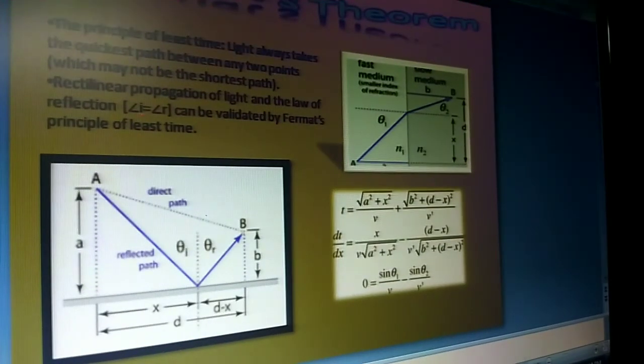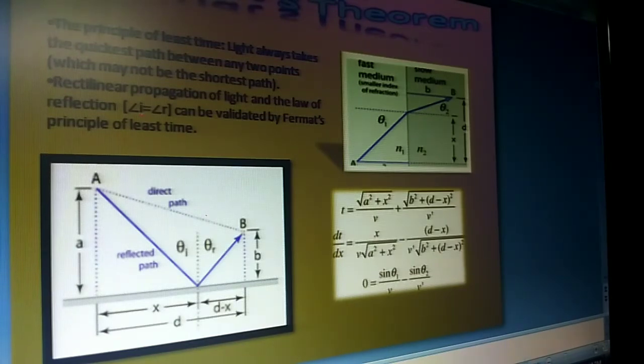It has to follow one theorem known as Fermat's theorem. Fermat's theorem explains the principle of least time, that is, within the minimum time, delta t, light always takes the quickest path. Whatever the distance between any two points, which may be the shortest or longest path, it always takes the quickest path in the least time.